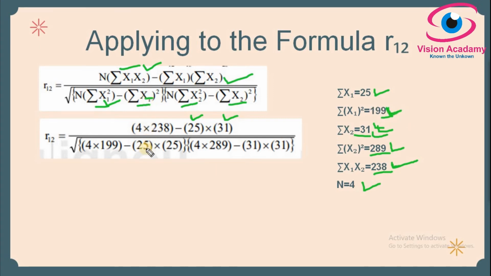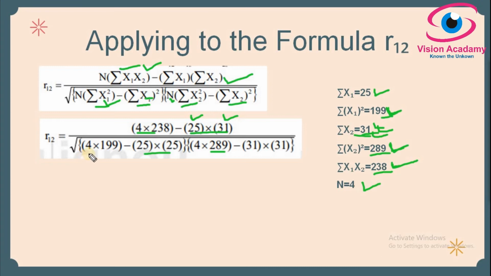Summation x1 whole square, since it is whole square, 25 into 25. Again n is 4. Summation x2 square is 289 here, minus summation x2 whole square. Summation x2 is 31, 31 into 31 because it is x2 whole square. When we simplify this, that is 4 into 238, minus 25 into 31, we will subtract this portion by this portion.